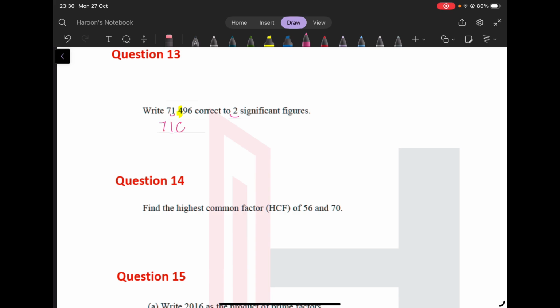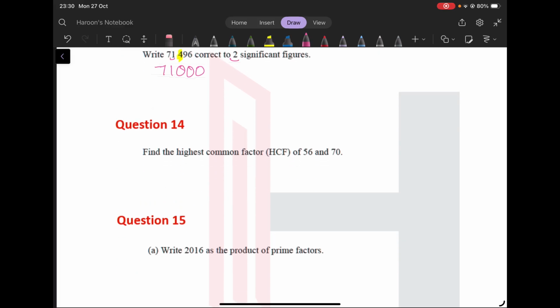But I need to replace all the next numbers with 0, because in whole numbers, the zeros at the end are not significant. But in decimals, they are. They may or may not be significant, but in most cases they aren't for whole numbers. So we'll just take them as not significant. So 71,000. If you write just 71, that would be incorrect.